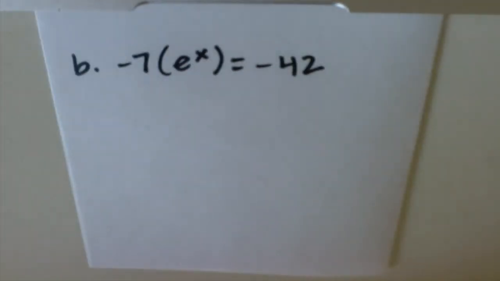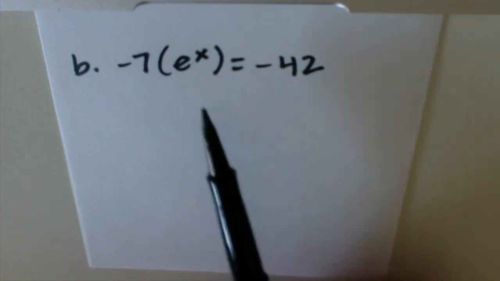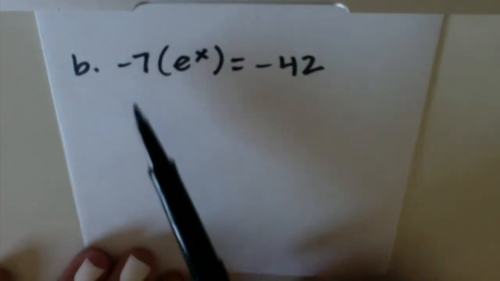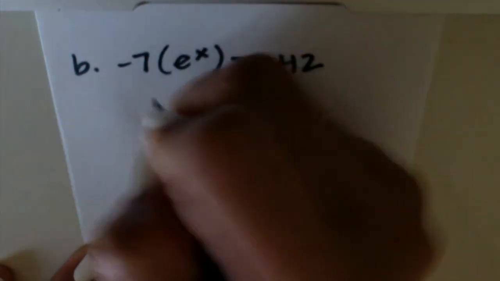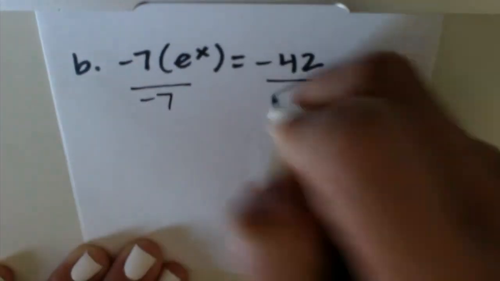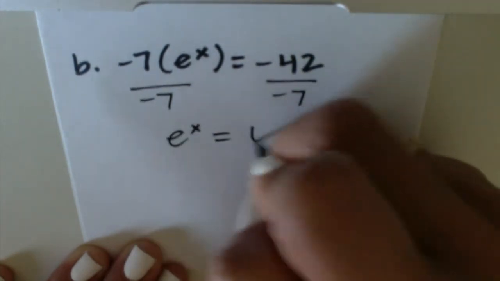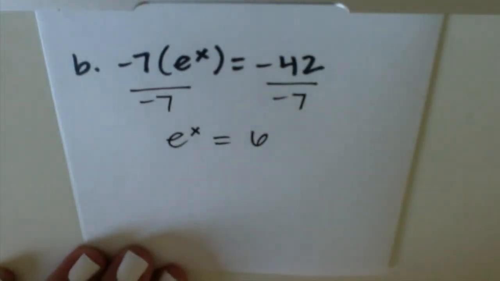This next example says negative 7 times e to the x equals negative 42. So like a regular equation, the first thing we're going to do to be able to solve for x is we want to get rid of anything extra on that side. So we're going to divide both sides by negative 7. And so you get e to the x equals 6.